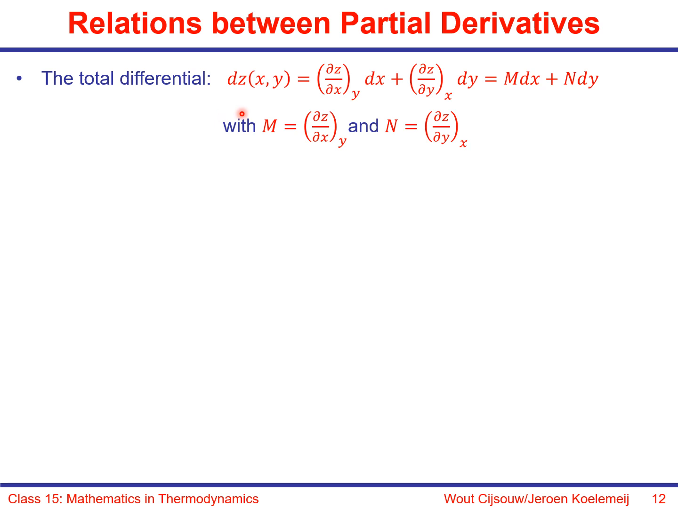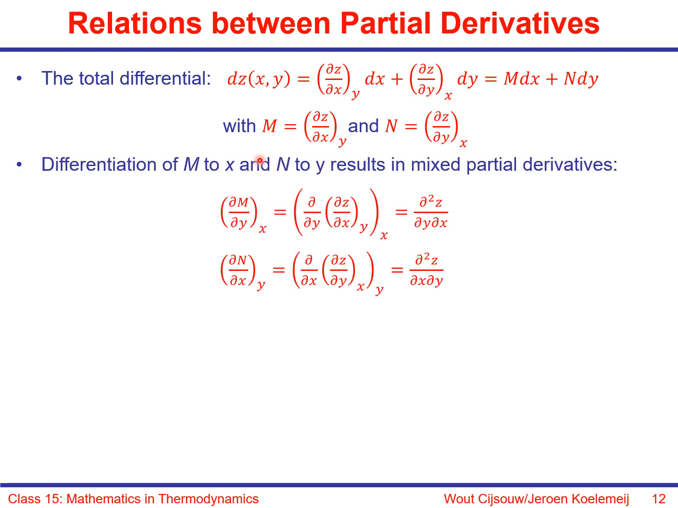So again, we have a function z of x and y. And look at this redefinition here. The partial derivatives are actually rewritten as m and n, which by themselves are also functions of x and y. And what you can do now is take again a partial derivative, but this time to the other variable. So this one was first differentiated with respect to x, and now it's differentiated with respect to y, and that gives you this mixed differential, or a mixed partial derivative, I should say.